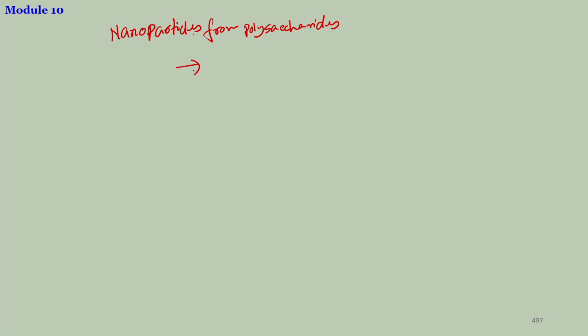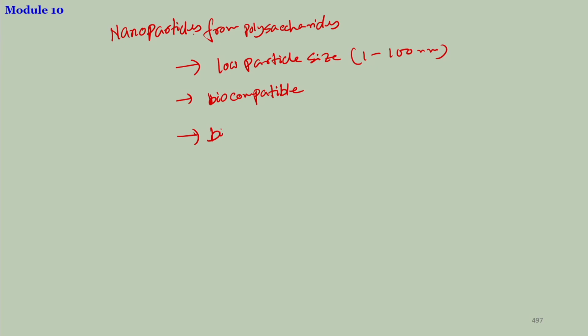So, they obviously have low particle size, let us say 1 to 100 nanometer. They are highly biocompatible in nature, because as I have said, since they are isolated from natural sources, most of them are biocompatible, and many of them are biodegradable also. So, they do not stay much inside the cells. Once they get inside the cell, they can be part of the metabolic system and therefore be degraded.